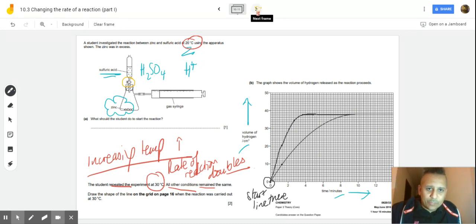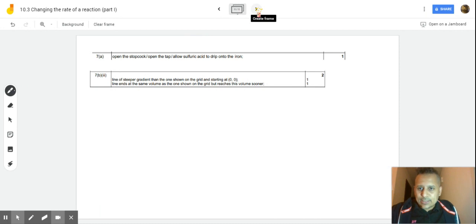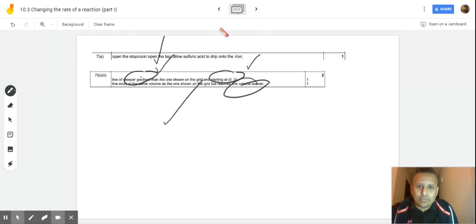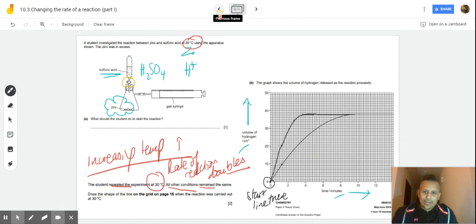Okay, hope you got that, because here's the mark scheme answer. There's the open the tap answer that we had, so that's absolutely fine. The line that you draw must have a steeper gradient, so we've got that, and it must start at 0, 0, so we've got that. Both points are linked together. And finally, the line ends at the same volume as the one drawn on the grid, but reaches this volume sooner, and we've got that as well. So both marks absolutely in the bag.